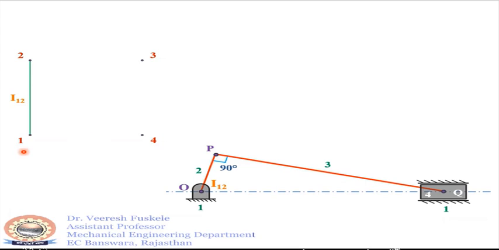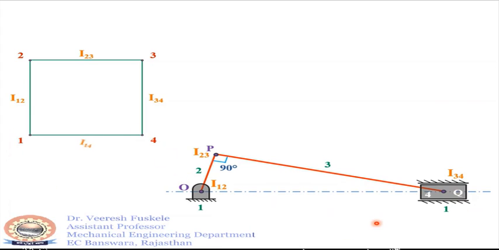Similarly, 2, 3 will give us I23. So link 2 and 3 are pivoted at point P. So this point P will be I23, as about this point they will be having relative motion. Similarly, 3 and 4 will give us I34. So link 3 and link 4 are connected at point Q, this point. So this point will be I34, as the slider is pivoted to link 3 at this point. So they will have relative motion at this point.